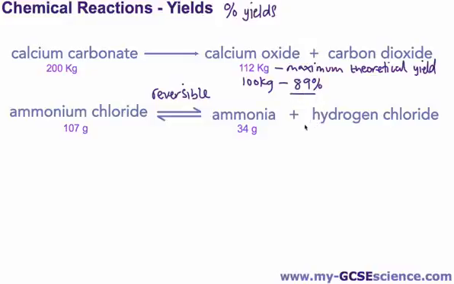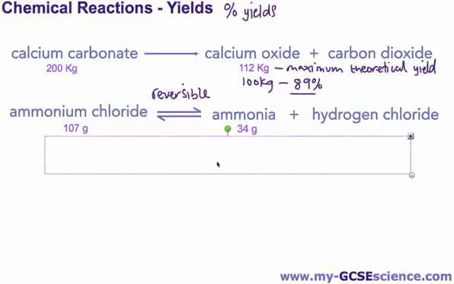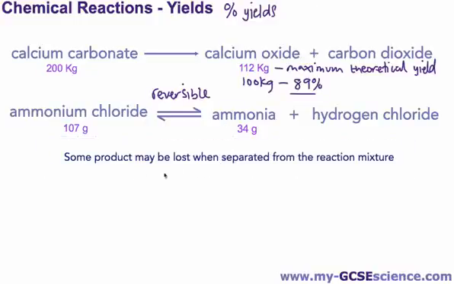Now, what's the reason why we might get a lower amount than we expect? Well, there's various things that could happen. First one is that some of the product may be lost when separated from the reaction mixture. Sometimes when we make a product, it's mixed with other chemicals. So, for example, this is calcium oxide and carbon dioxide. Sometimes these two products aren't very easy to separate, and sometimes you don't get all of the product that you want out, so we don't get the full amount.